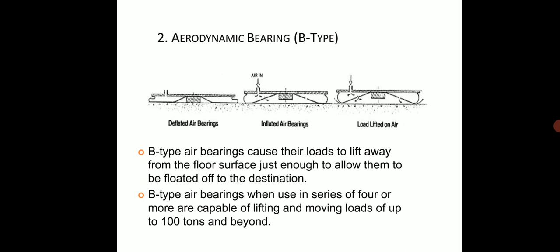Second is aerodynamic air bearing, B type air bearing. B type air bearings cause their loads to lift away from the floor surface just enough to allow them to be floated off that distance. B type air bearings, when used in a series of 4 or more, are capable of lifting and moving loads of up to 100 tons and beyond.